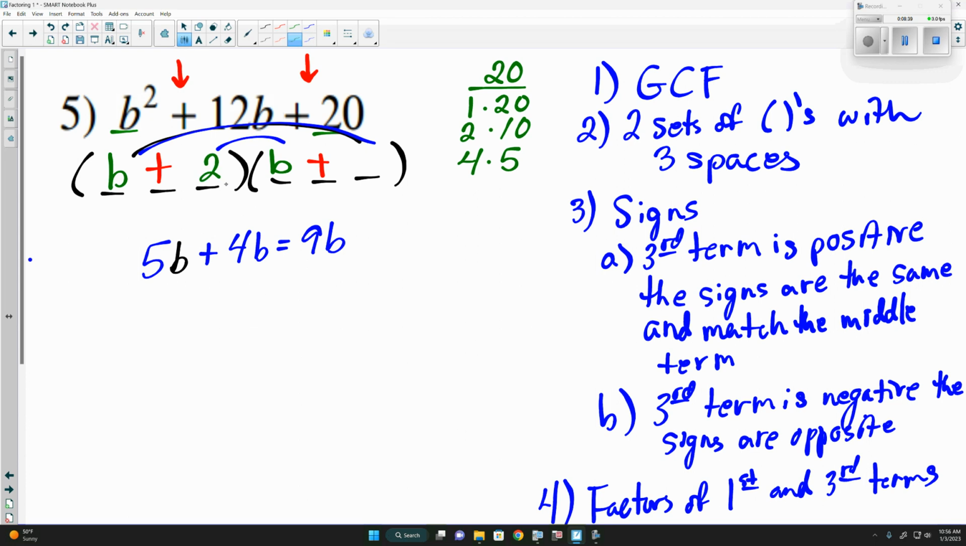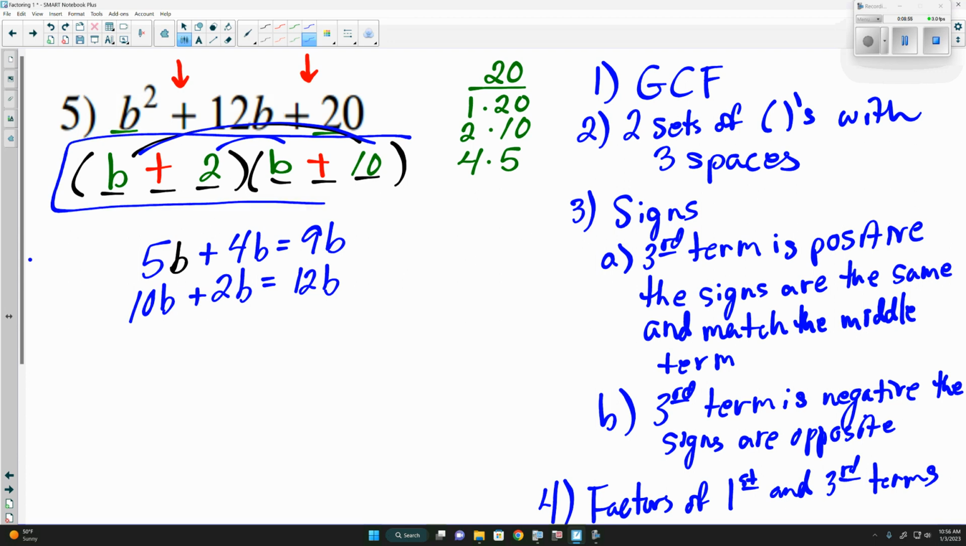Now, flipping 4 and 5 would give us the exact same thing. So if we try 2 and 10, B times 10 is 10B. 2 times B is plus 2B, which gives us 12B. And that does match the middle term. So these here are our factors.